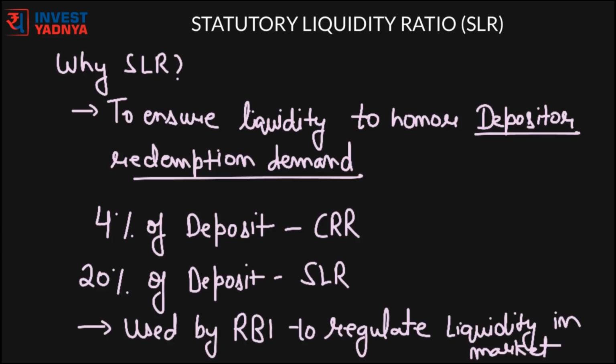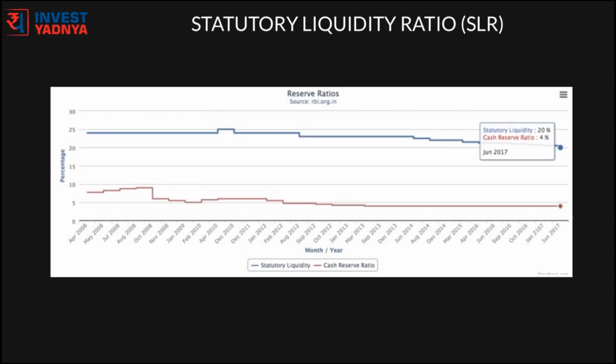These reserves are also used by the RBI to tighten or ease monetary conditions in the economy. For instance, a 50 basis points, that is 0.5%, reduction in SLR in June 2017 left more money with banks to lend. So if in the future the RBI wants to reduce money supply, it can raise SLR, thus leaving banks with lesser funds to lend. Here is how SLR has moved in the last few years.